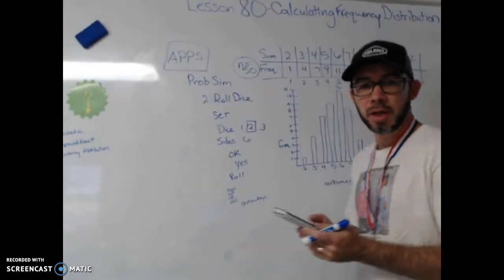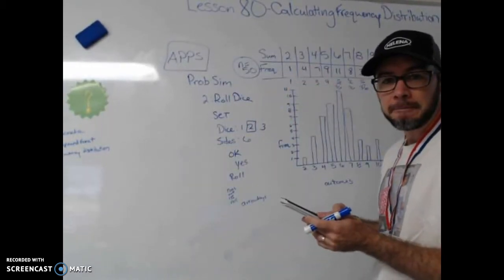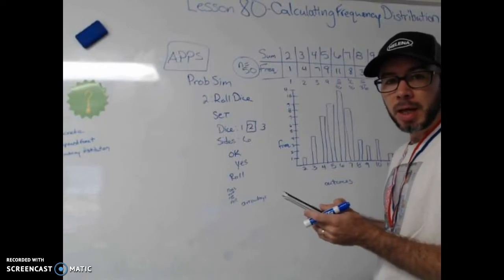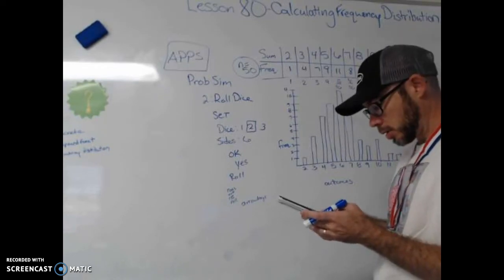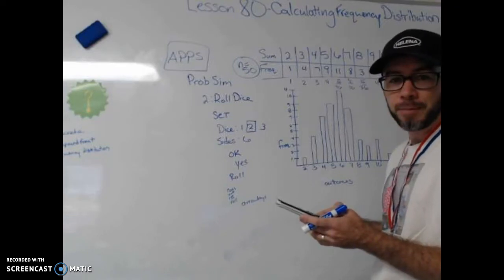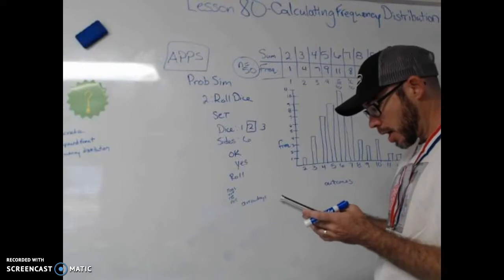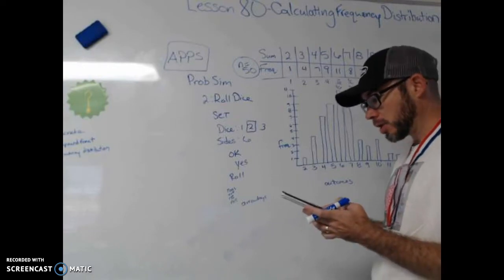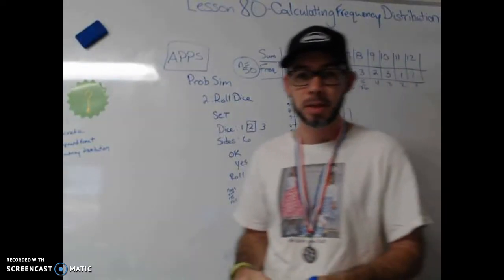And then I'll check another one here. I'll go with, how about 3? Okay, I should get 3 only 2 out of 36 times. Should get it about 5.5% of the time. I got it 4 out of 50, which is about 8%, so that was a little high.